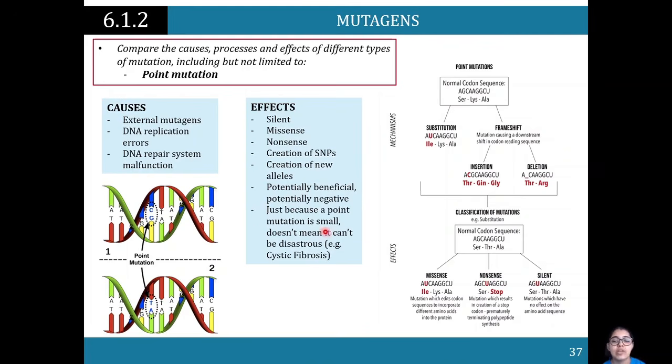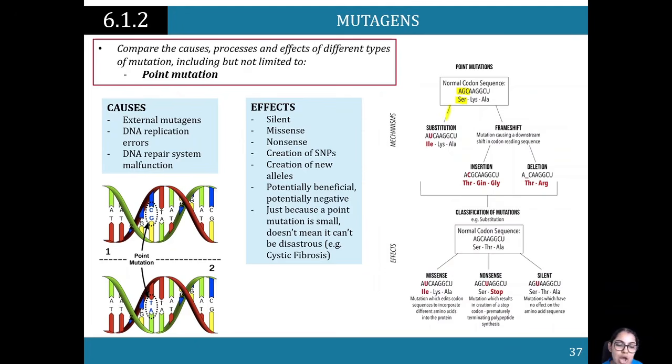And just because a point mutation is small doesn't mean that its effects will be small. Cystic fibrosis is an example of that. So here we have a point mutation, an example of what actually happens. This is the mechanism, and this is the effect right there. In point mutations, this is a normal codon sequence, right? So we've got AGC, we've got AAG, and GCU. We've got 3 specific sequences right there, and it produces these specific amino acids, which will then join together, form polypeptide bonds, lead to a polypeptide chain, form proteins.